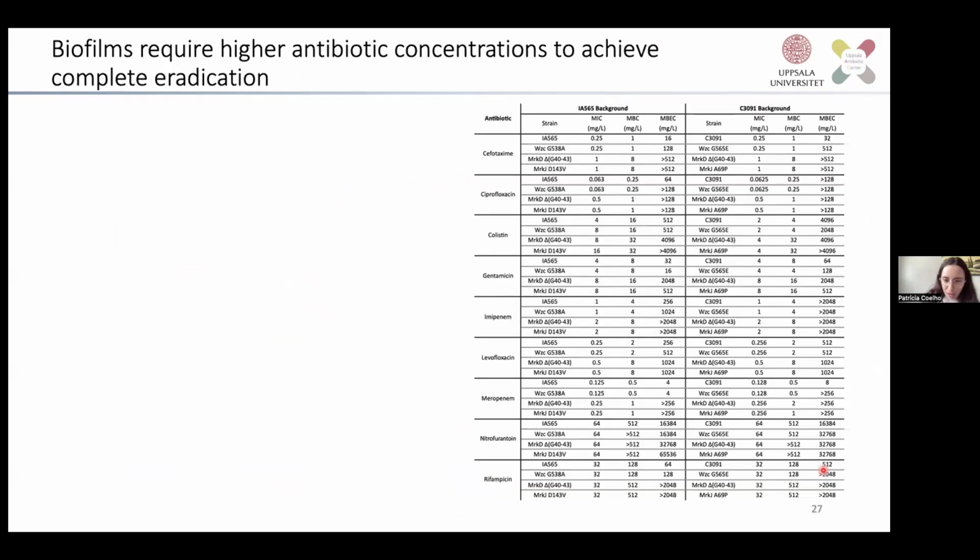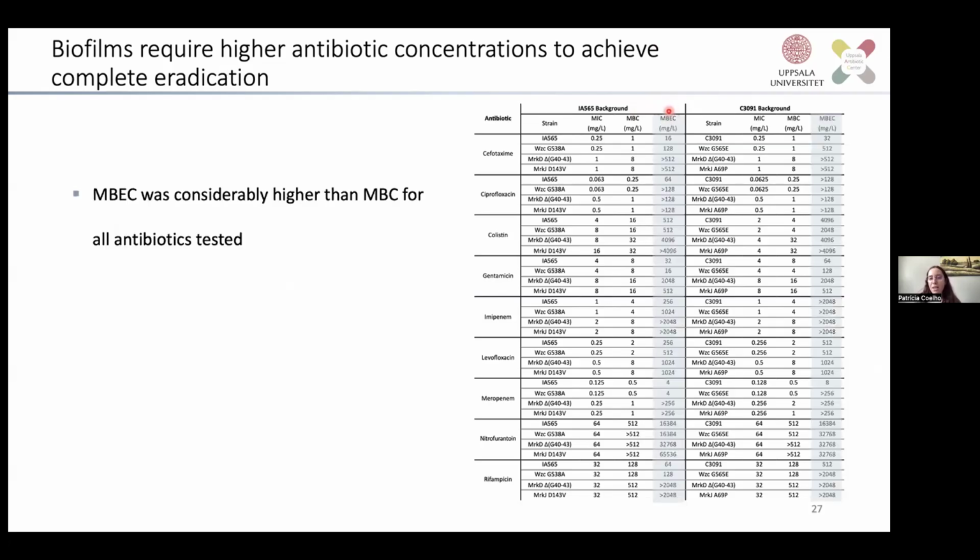And I know this table is big and you are not supposed to check the numbers, but here I just want to emphasize two things. We have the MBC, which is the minimum bactericidal concentration in liquid, and then the MBEC, which is the minimum biofilm eradication concentration. And we can see that by simply having biofilm formation, these concentrations are much higher than the MBC. And in most cases, we couldn't even calculate an MBC, which means that the actual value is even higher than the range that we used here. So these biofilms are extremely difficult to eradicate, even at high concentrations.